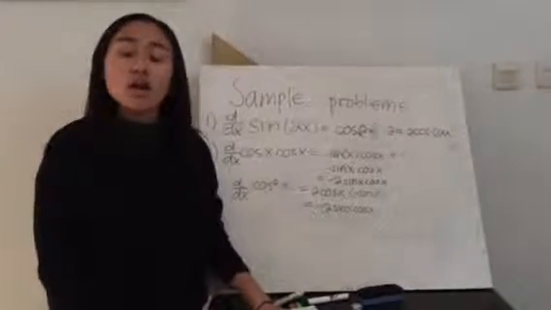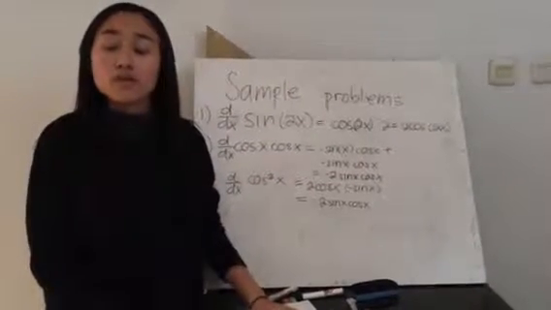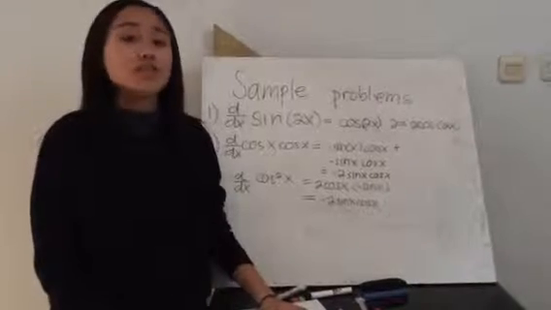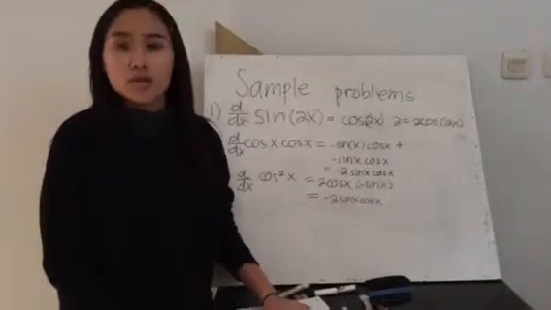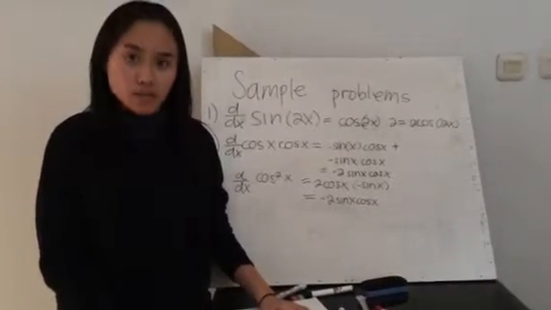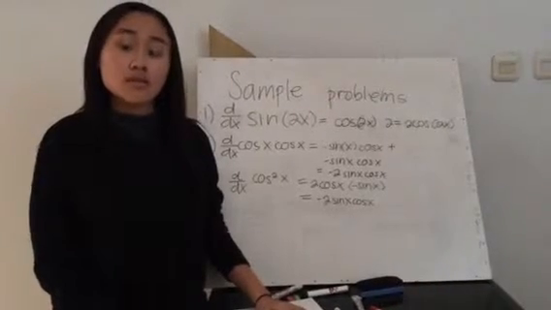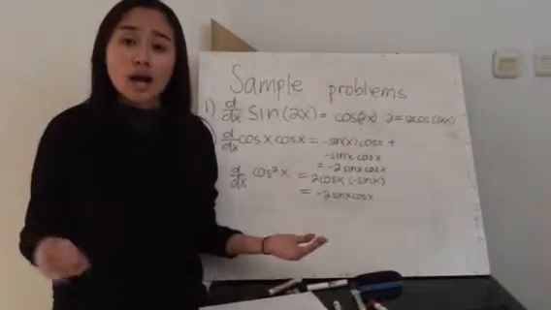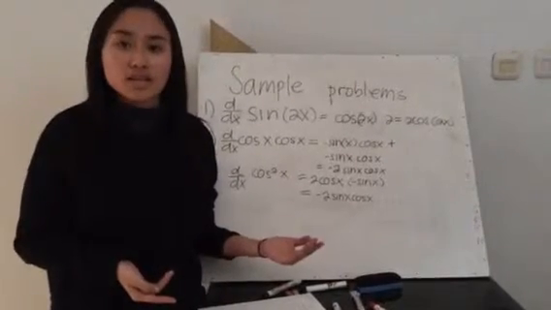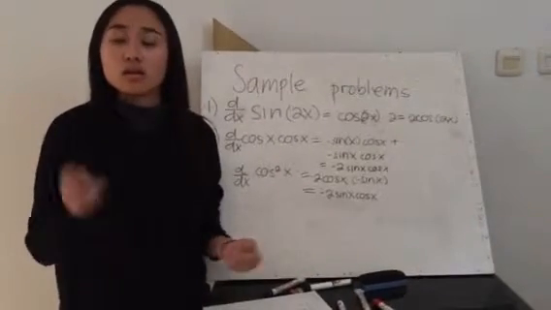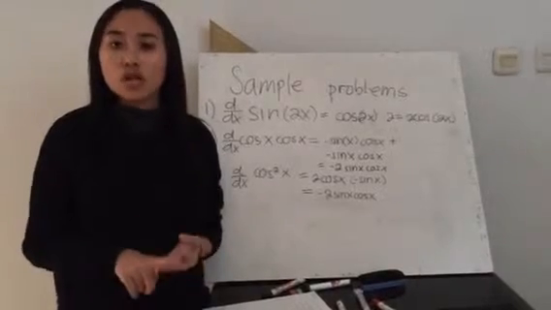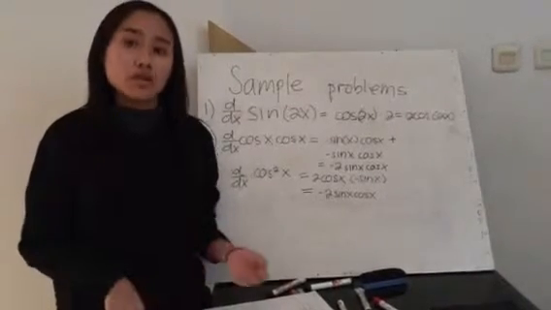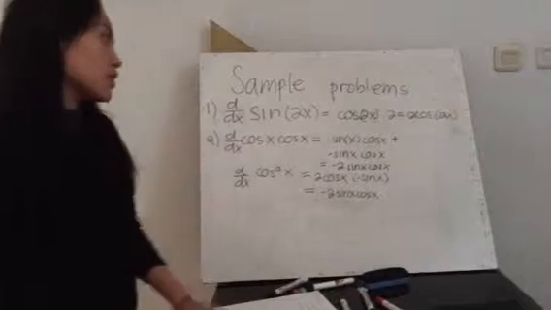So now that I have given you all the memorization part to differentiate trig functions, let's go to the sample problems. Now it is important to note that the questions in your textbooks are usually not as simple as the memorization part. Most usually you would have to incorporate all the things that you have learned, like the quotient rule, the product rule, and the chain rule, to solve even trig functions. So let's start with the first question.